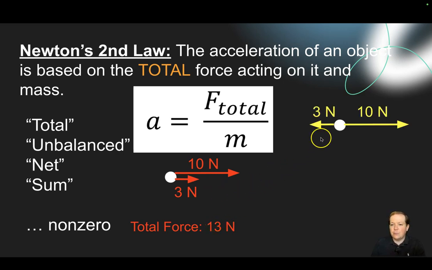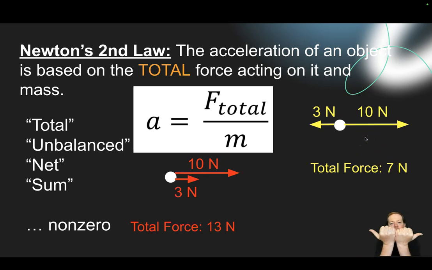Here's another example in yellow up here. Again, maybe it's a space probe in outer space. There's a 10 Newton thruster going to the right, a 3 Newton thruster to the left. What do you think the total force is in this situation? Now the total force is 7. Maybe you guessed that. If not, that's okay. But now we're going to subtract 10 minus 3. That's how I got 7.